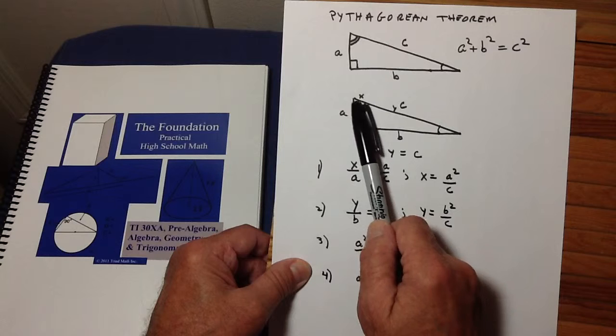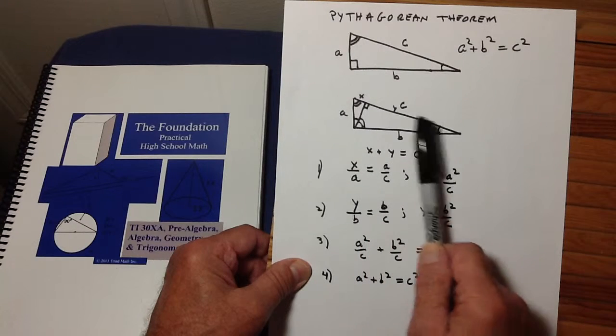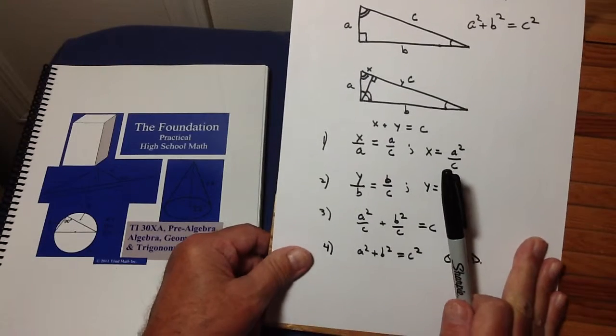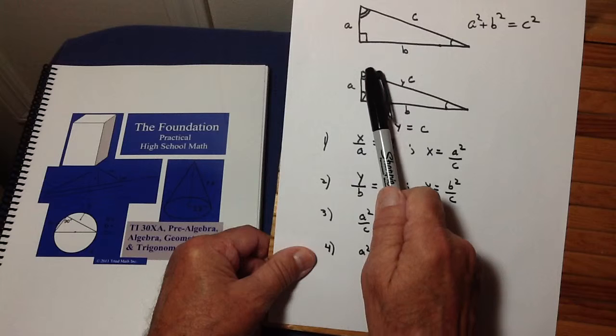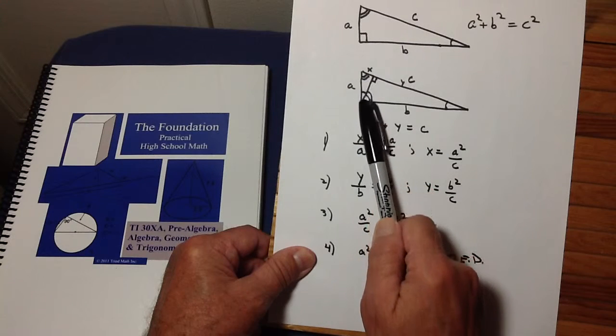Now, this short side here we're going to call x, and this long side we're going to call y. And so we have x plus y equals c. That's where we start. Now we use similar triangles. We take x and divide it by a, and that's for this small triangle. And now what is that going to equal?